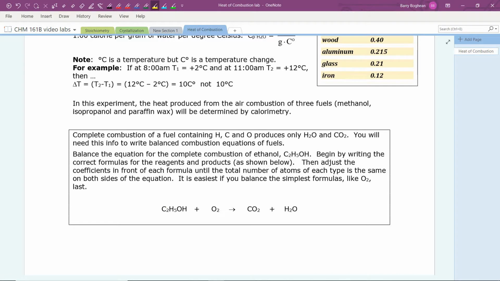There's no prescribed sequence for balancing an equation, but it's best to start with the most complicated formulas and leave the simplest to the end. For example, if I put a coefficient in front of the oxygen, then I only change the number of oxygens. However, if I put a coefficient in front of a more complicated formula, I change the number of all types of atoms in the formula. So start with the most difficult, leave the simplest to the end.